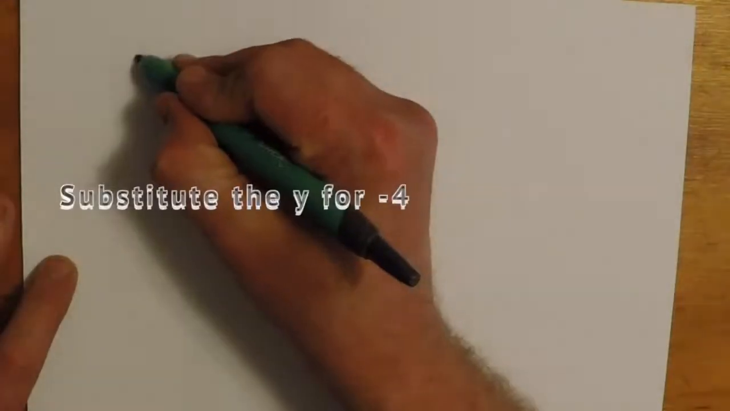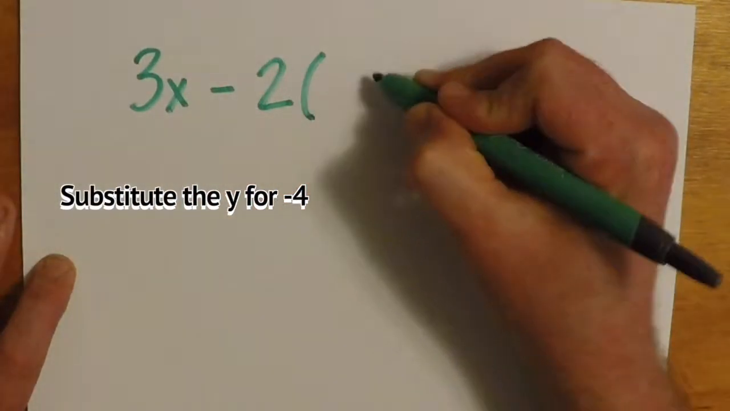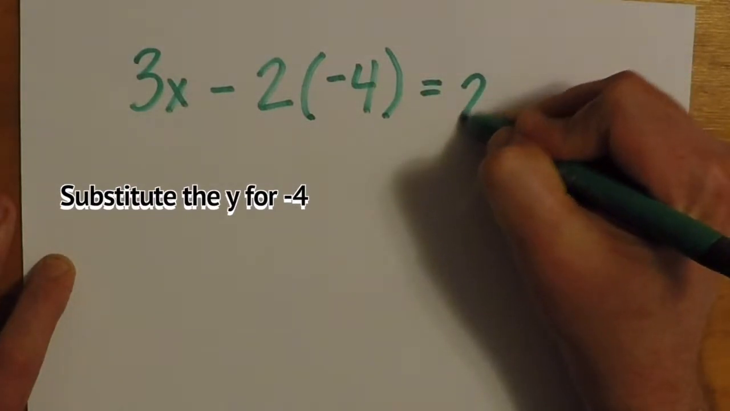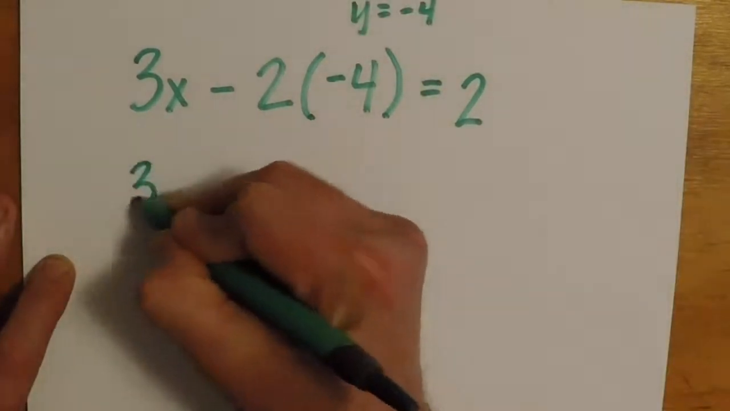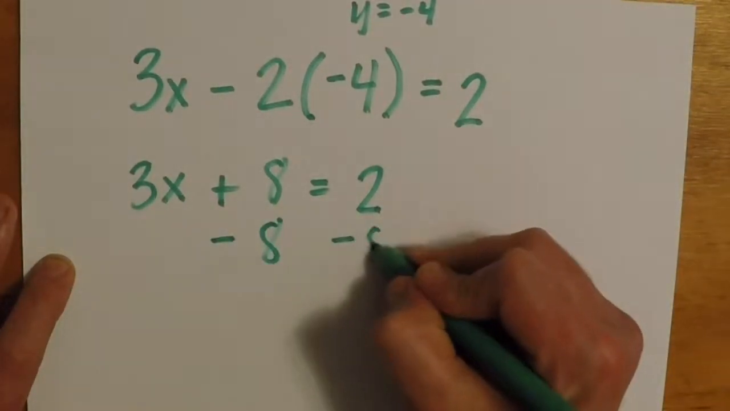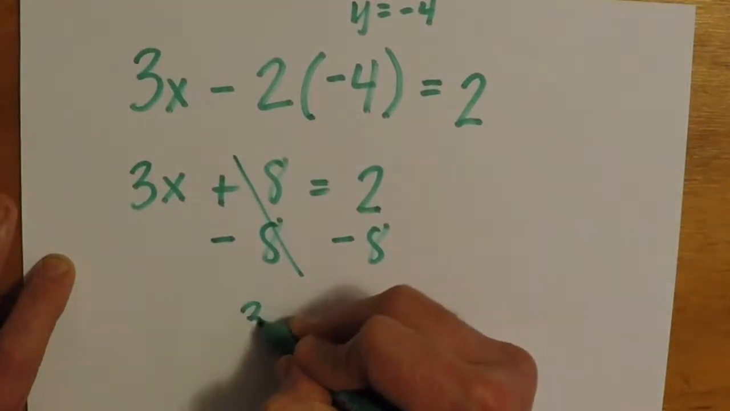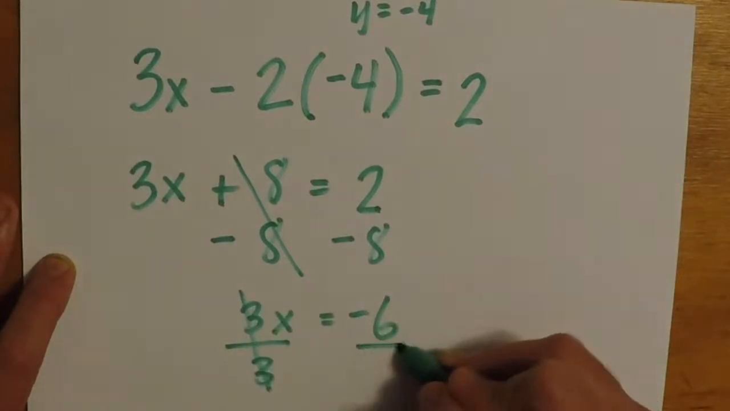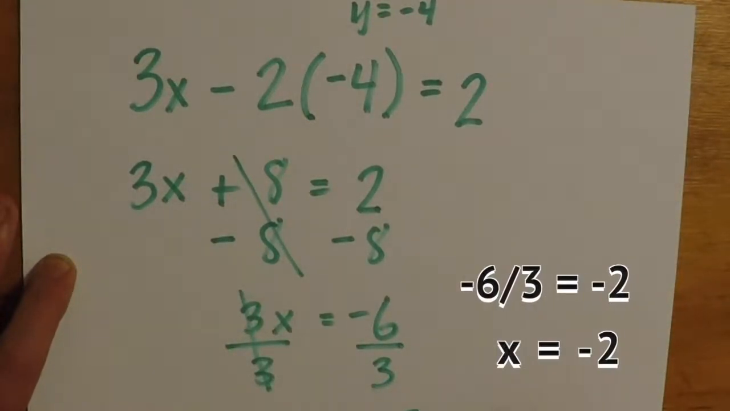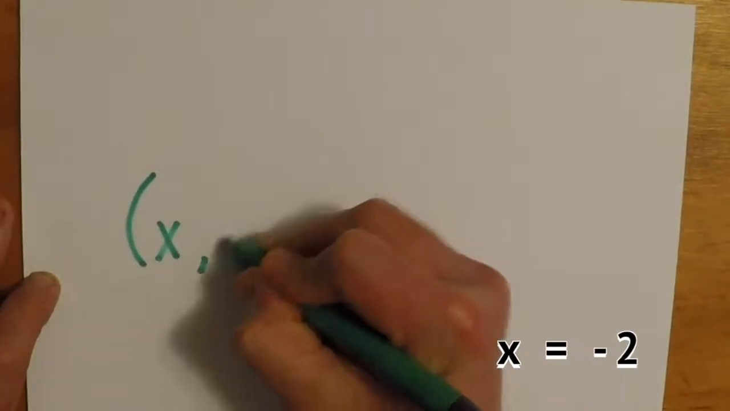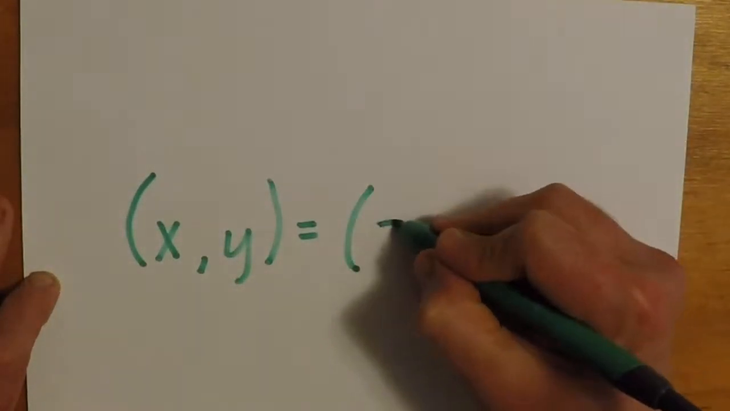Since we now know that y equals negative 4, we can substitute negative 4 for y in either of our standard linear equations. Choosing the first one, we see that 3x minus 2 times negative 4 equals 2, so 3x plus 8 equals 2. Subtracting 8 from both sides combines our constant terms to give the simplified equation 3x equals negative 6. We can easily solve for x by dividing both sides by 3. x equals negative 2.